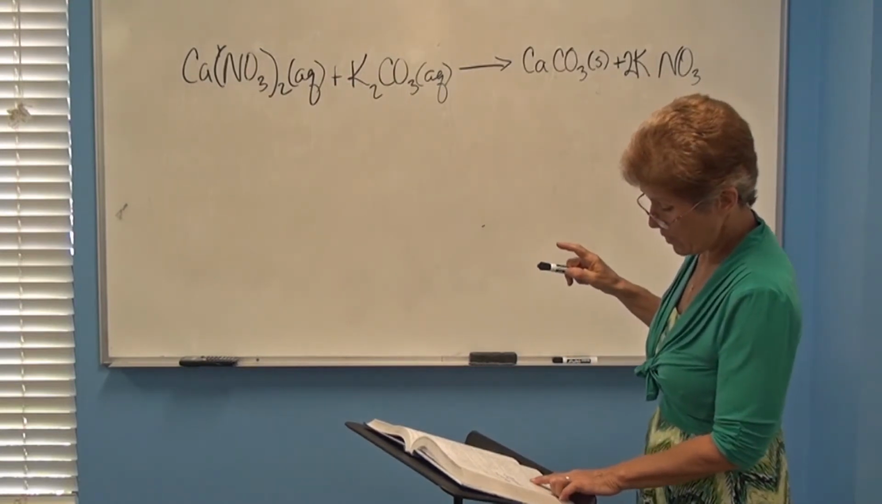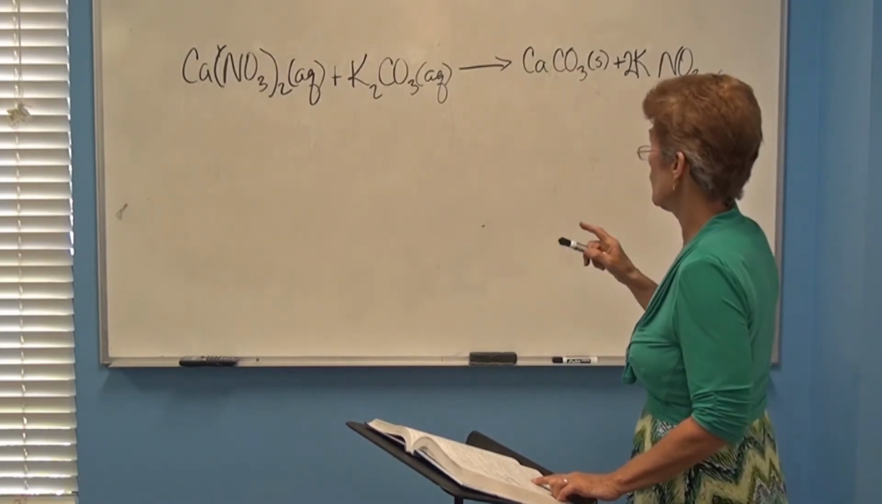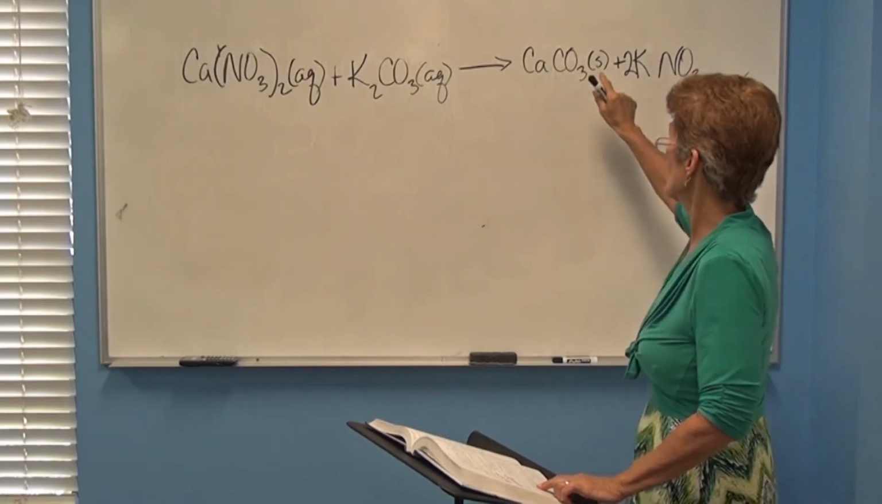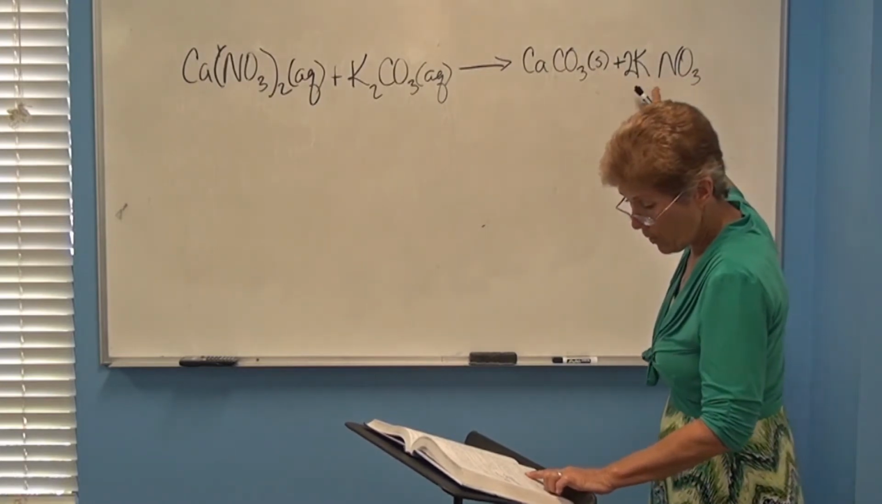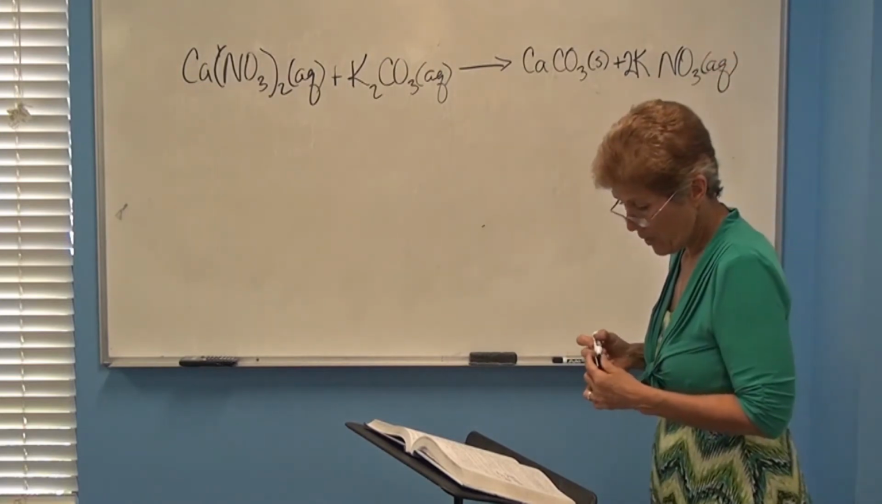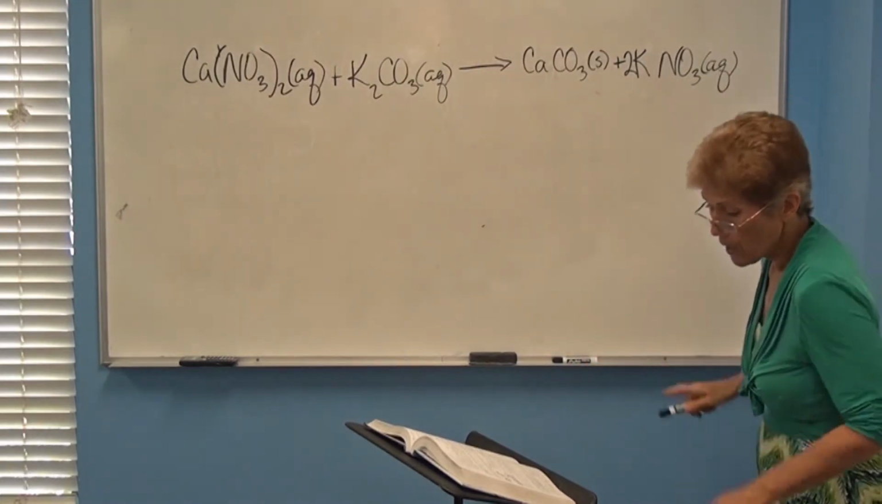Calcium nitrate plus potassium carbonate. Those are both in water, so they're aqueous. We're told that the calcium carbonate is insoluble in water, so it's in the solid form. And then this is aqueous, because we're not told that that falls out. Okay, so there you go.